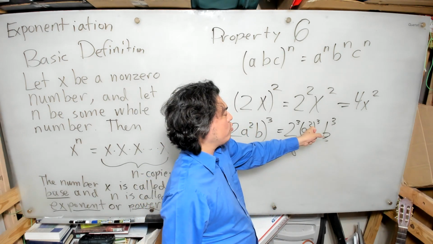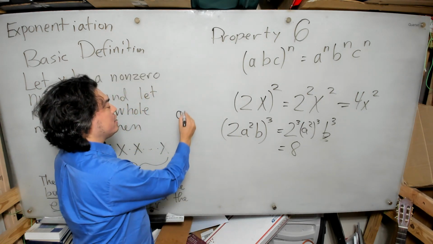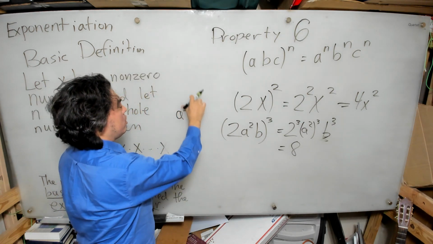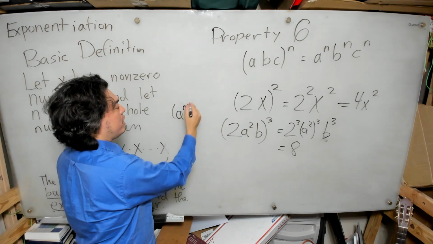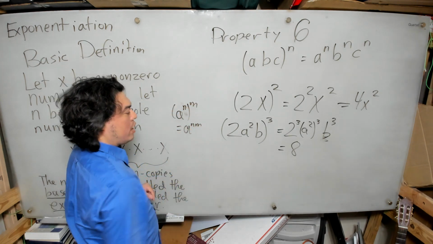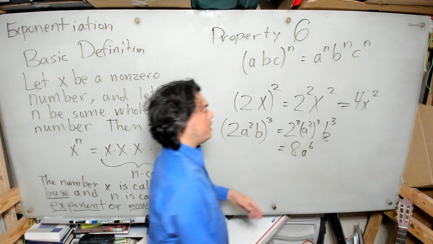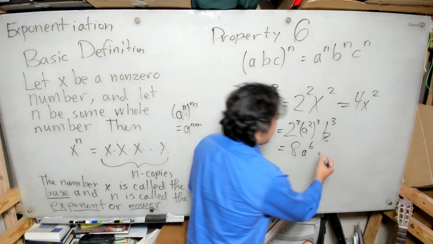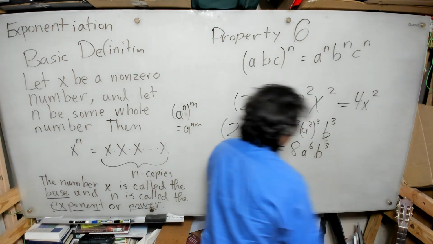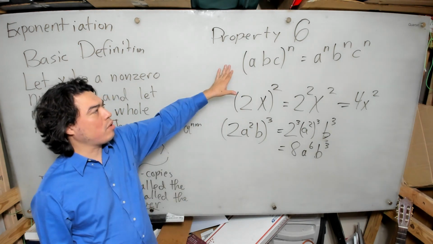What's a squared cubed? Aha! We recall from our previous properties that a raised to the nth power raised to the m power is equal to a to the nm power. And so that's going to be a to the 6th power. And then the b cubed, we're just going to bring it down, okay? Okay? And there you have it. That is how you use this property.